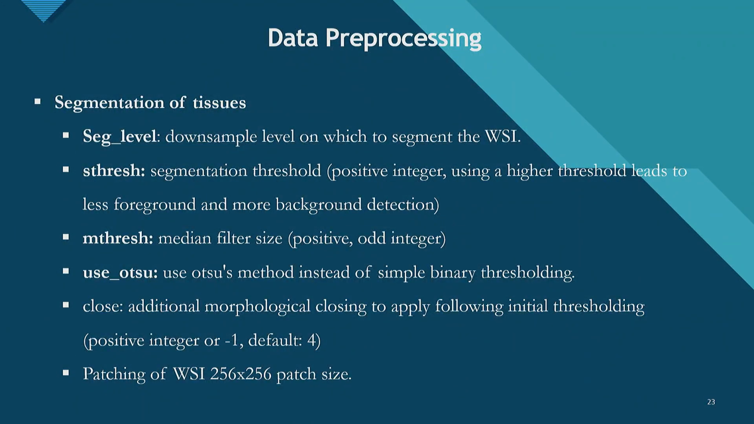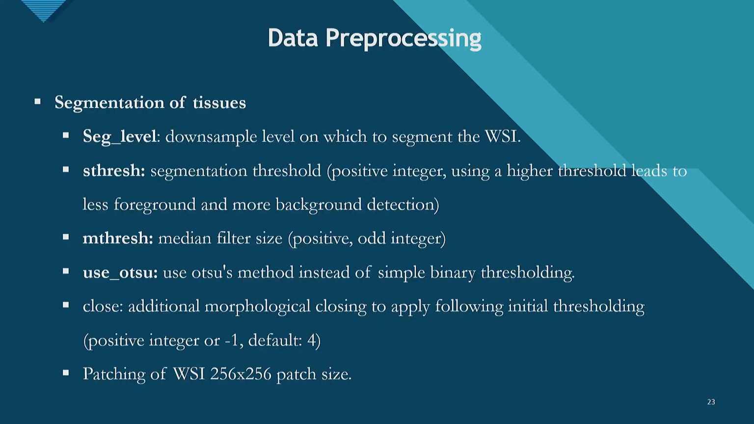So starting from the data pre-processing, these are the different parameters of the segmentation. For example, we can set the segmentation level, at which level we want to segment out the tissue, and S threshold shows the segmentation threshold. For example, if you increase the S threshold, then there will be more background. If you keep the threshold value low, then it will segment out more of the tissue area.